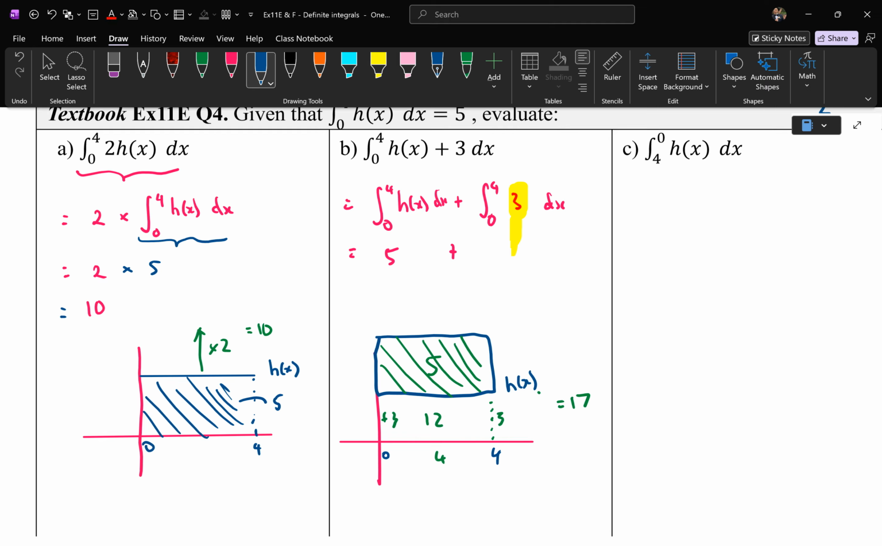3x, very good. So we get 3x here between 0 and 4. Use the fundamental theorem of calculus. Apply 4, so 3 times 4 is 12. Take away 0. And you can see there, we end up with the same result. 5 plus 12 gives you 17. So you can do it that way.